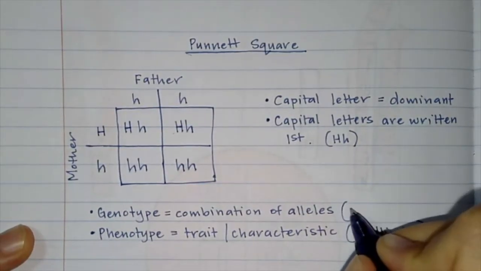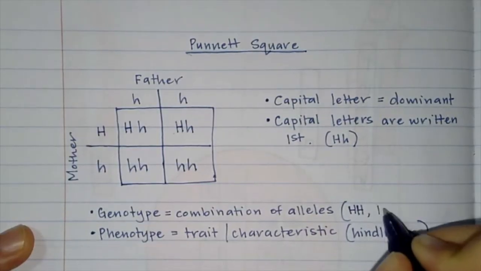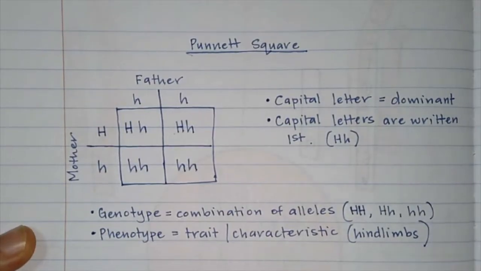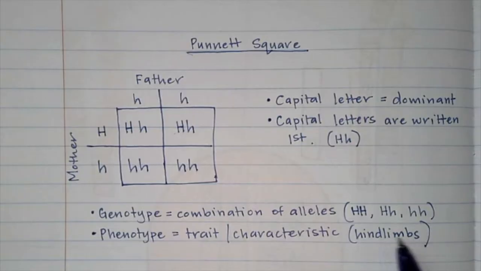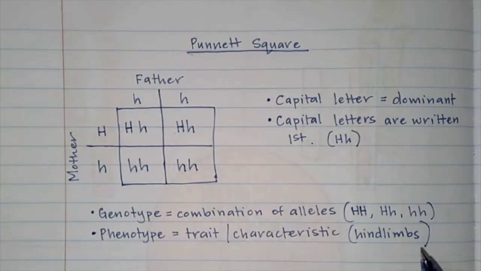Now my genotypes can be big H, big H, big H, little h, or little h, little h. Those are my possibilities. And we know from our drakes that the big H, the dominant one, is having hind limbs or having legs, and then little h would be no legs. So I could have used L for this, but L is a much harder letter to tell the difference between the capital and the lowercase.